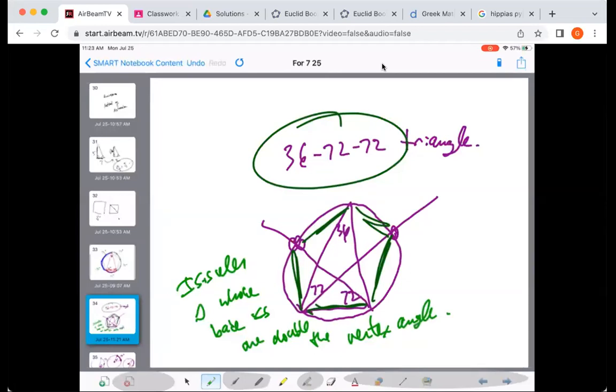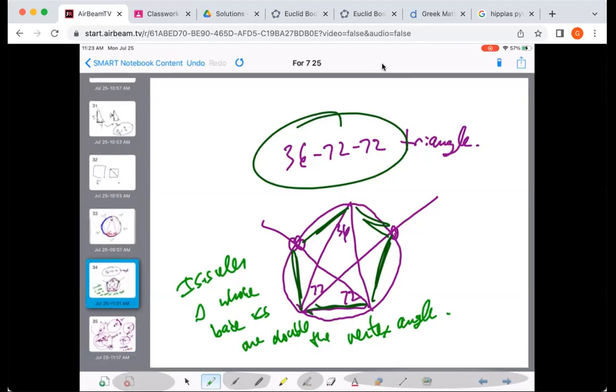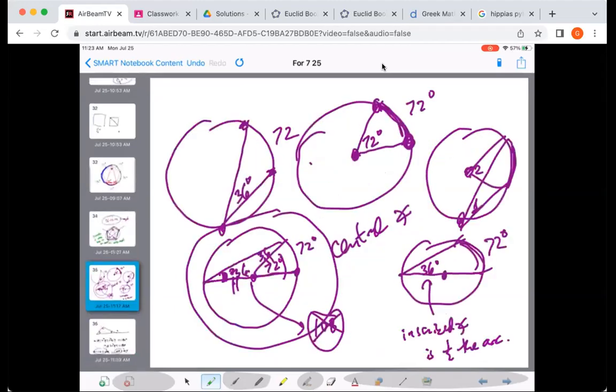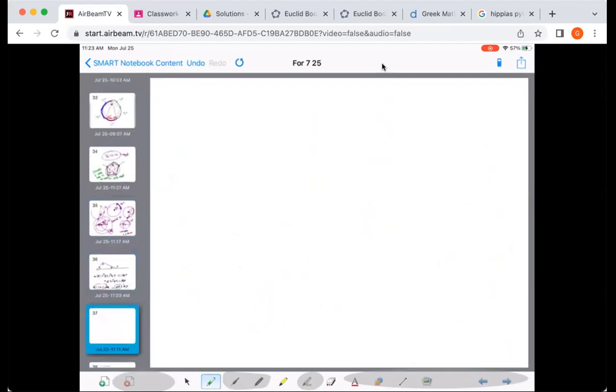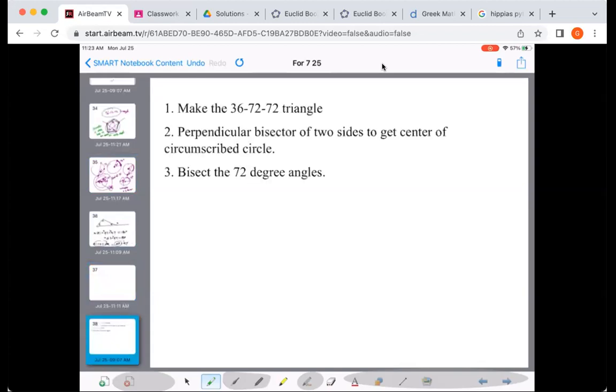They would have known that 36 was 2/5 of 90, because they knew about 90-degree angles or right angles. But this is how they described it: an isosceles triangle with a base angle. So if we can learn more about that triangle, we can use it to make a pentagon. So the plan is to make the 36, 72, 72 triangle.